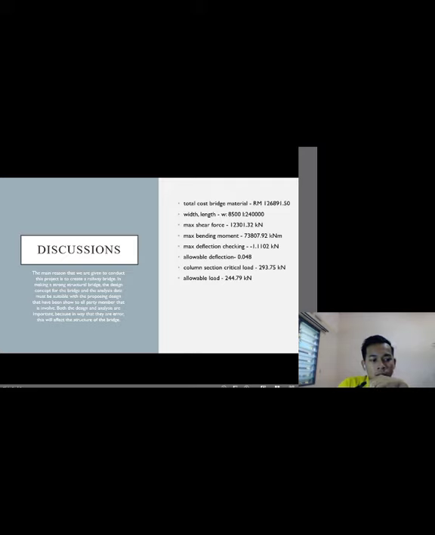Analysis column section, critical load. The critical load is 293.75 kilonewton. It is larger compared with the allowable load, which is 244.79 kilonewton. The load is larger compared to the load needed for the column.